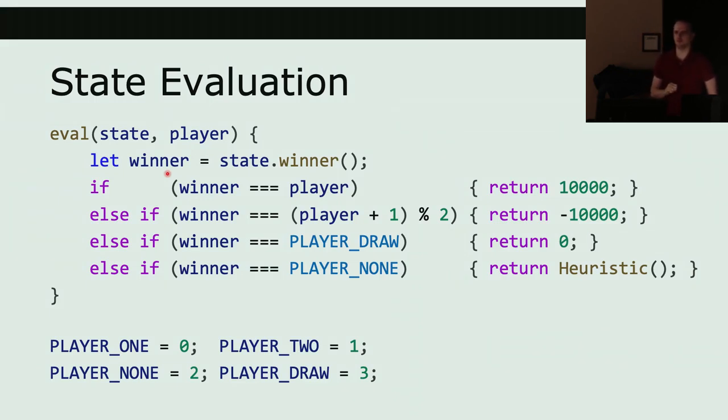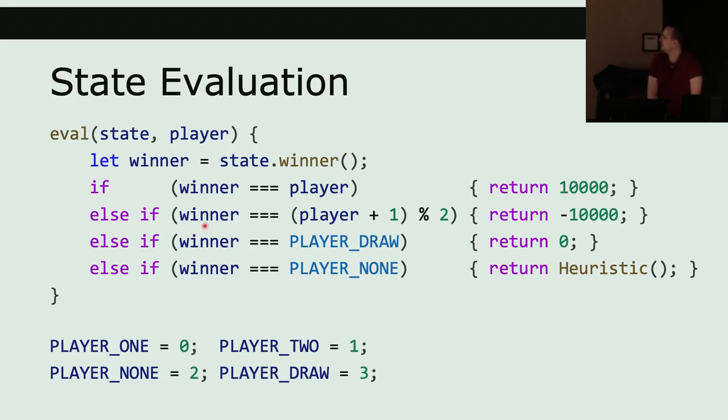You may say, okay, that's weird. How are there 4 possible outcomes to a game? Well, what I've done down here is I've created these integers, and they're just named player 1, player 2, player none, and player draw. So those are the 4 possible outcomes for a game. And here it says, if the winner is the player that we passed in, then return some really big positive number, right? That is the best possible evaluation for the state for this player because they have won the game.